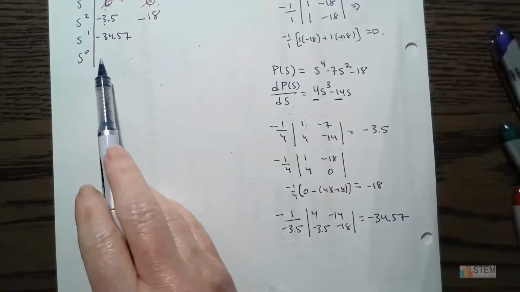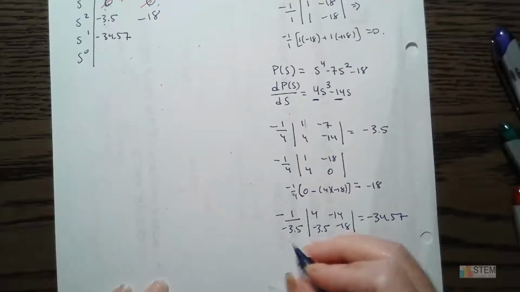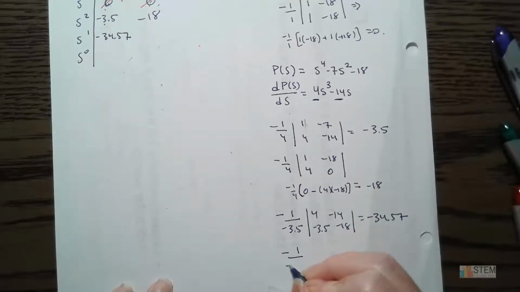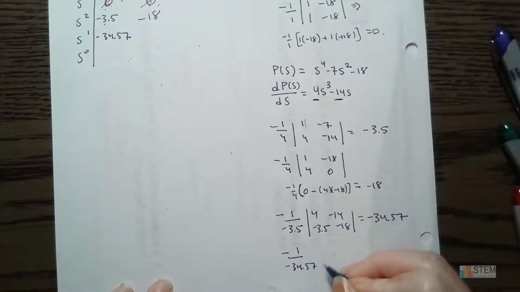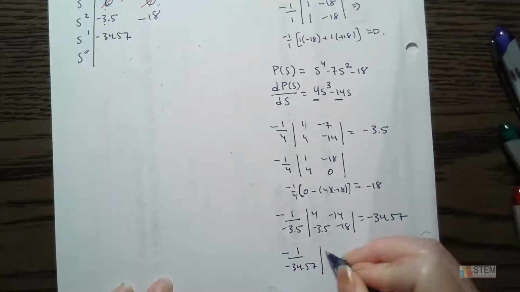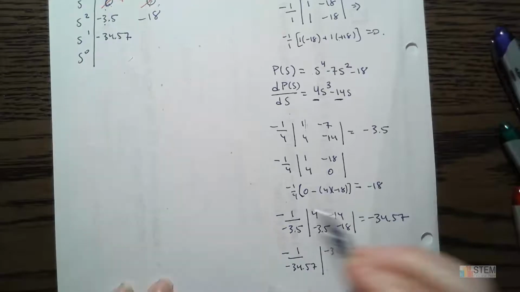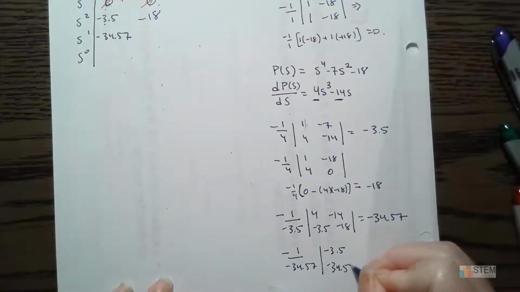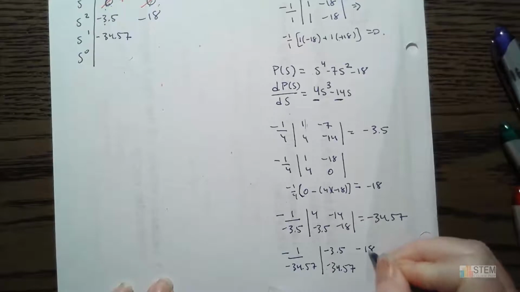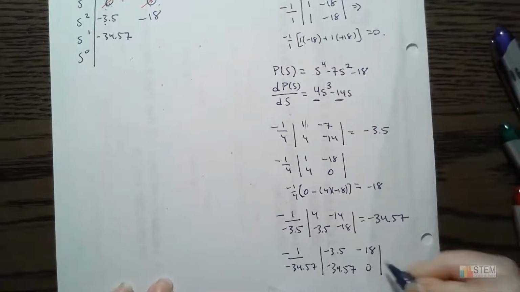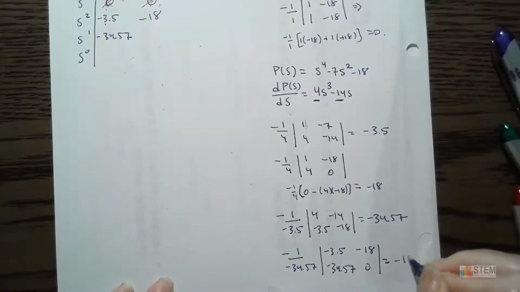And then this bottom one right here, last one, we're going to have -1 over -34.57. In the determinant, the first column will be -3.5, -34.57. And then second column, we got -18 and 0. That is going to equal -18.